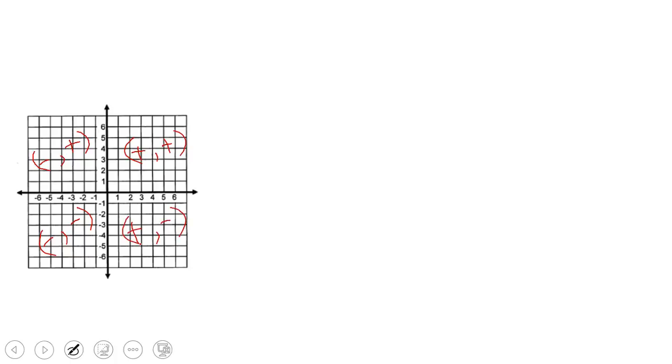Now, ladies and gentlemen, take a look at what happens when I do opposite quadrants. So if I do quadrant 1 to quadrant 3, I go from positive, positive to negative, negative. They're opposite. If I go from quadrant 2 to quadrant 4, I go from negative, positive to positive, negative. Outstanding. So now let's talk about rotating.